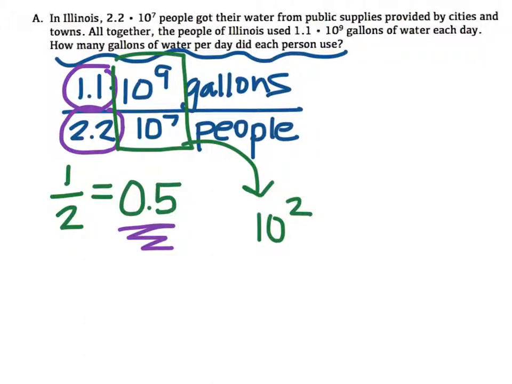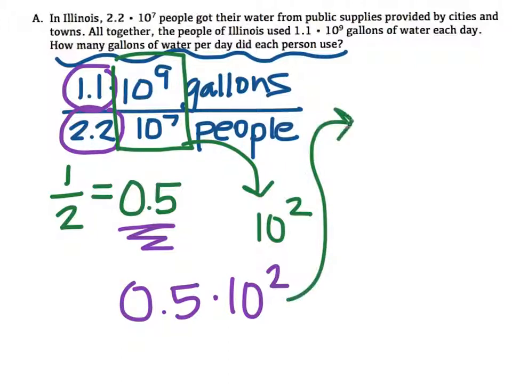Putting those two pieces together, when we divided the coefficients and subtracted the exponents on the power of 10, we get 0.5 times 10 to the 2nd power. Now, this number is almost in scientific notation, although it's breaking one of our rules. Scientific notation requires one meaningful digit in front of the decimal place, and 0 does not count as a meaningful digit. So this 0.5 really needs to change to a 5, because the number 5 does have one digit in front of the decimal place.